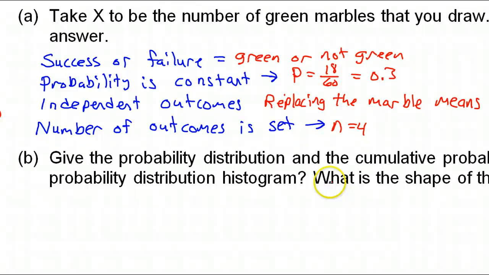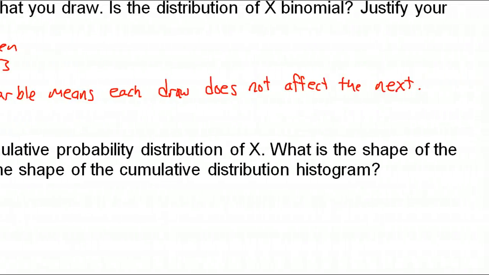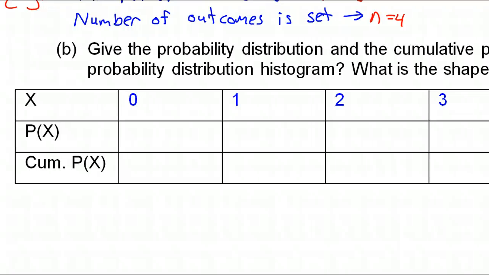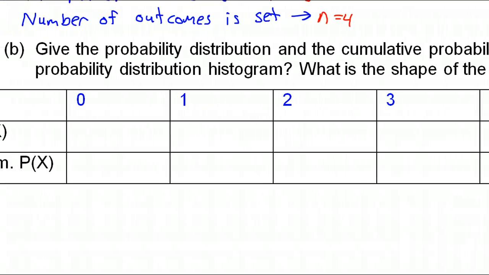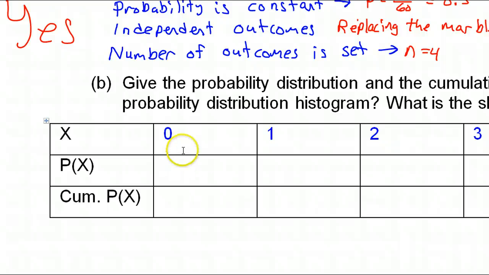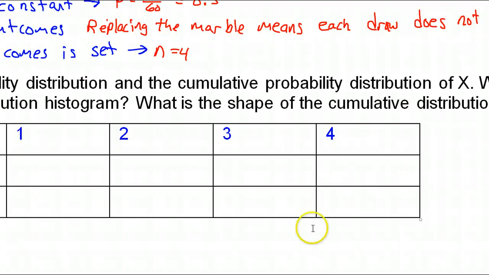All right, now give the probability distribution and the cumulative probability distribution. And then they're going to ask us about the shapes. All right, let's do that distribution. There are 4 maximum green marbles that could be drawn because he's drawing 4 times. So he could draw 0 green marbles, or 1, or 2, or 3, or 4 maximum.